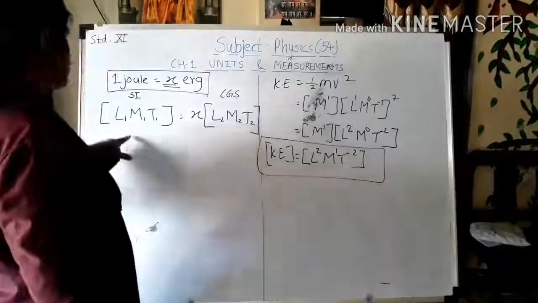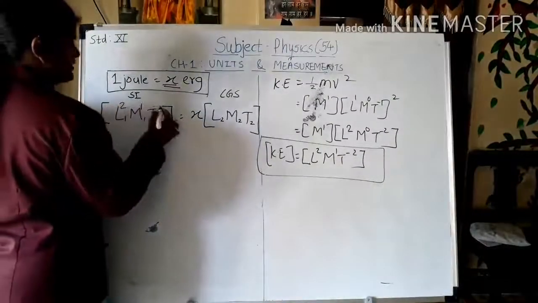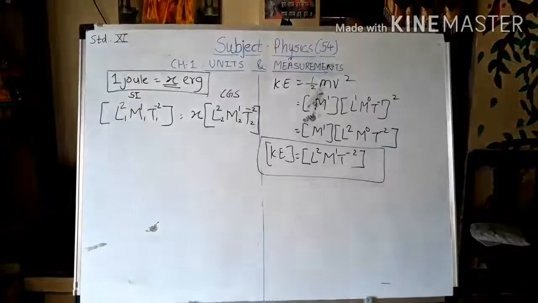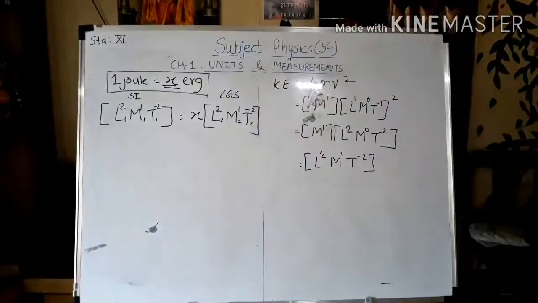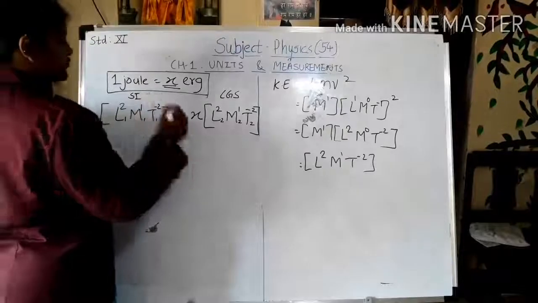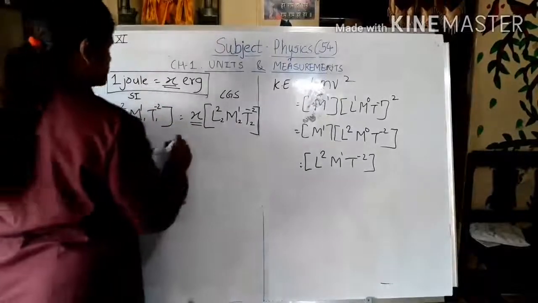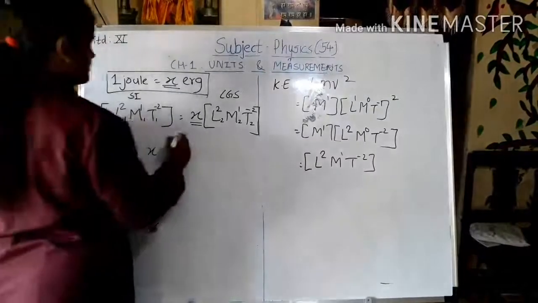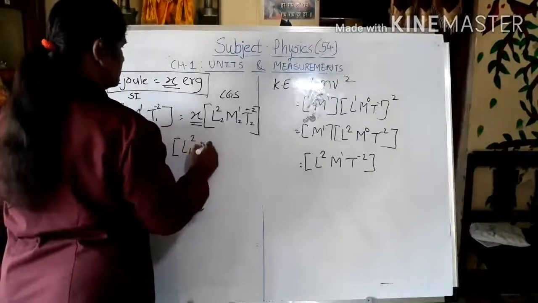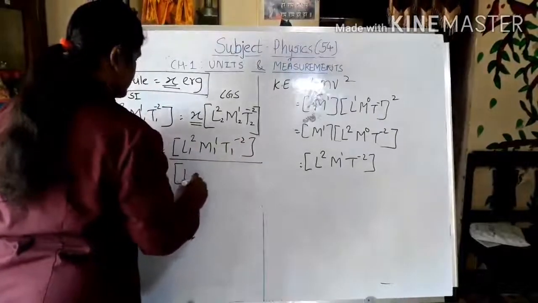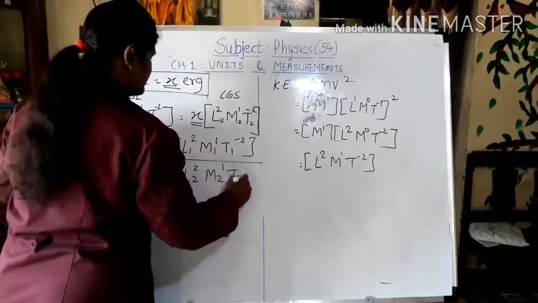So this is the dimension for kinetic energy, or energy, I can say. We are going to use this over here: L2 M1 T raised to minus 2. So I have just substituted the dimensions over here. Now, what to do? We are going to find out x, right? So I will write x on one side, and this will go to the denominator. So I will write L1 squared M1 T1 raised to minus 2 divided by L2 squared M2 T2 raised to minus 2.